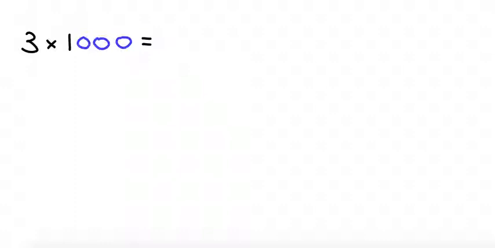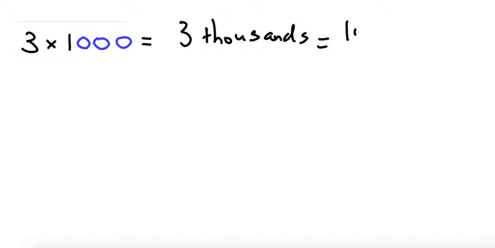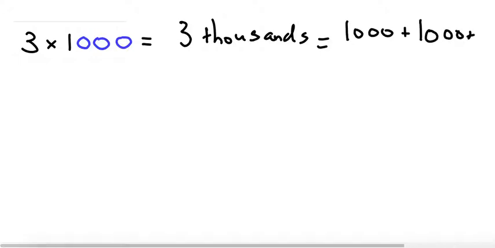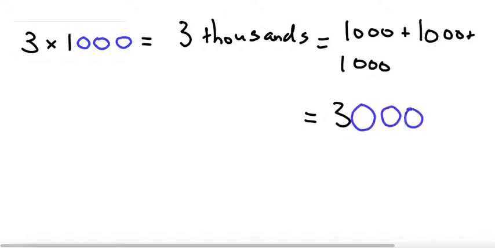Let's have a look. So 3 times 1,000 is saying 3 groups of 1,000, 3 thousands. And let's look at repeated addition again. So 1,000 plus 1,000 plus 1,000. And what's that? Well, 3 lots of 1,000 is 3,000. 3 with, that's right, 3 zeros at the end.